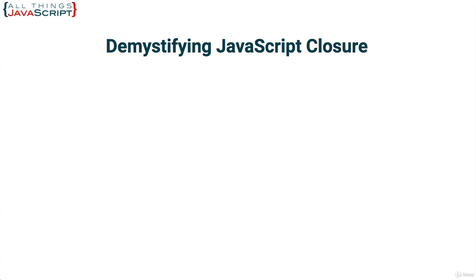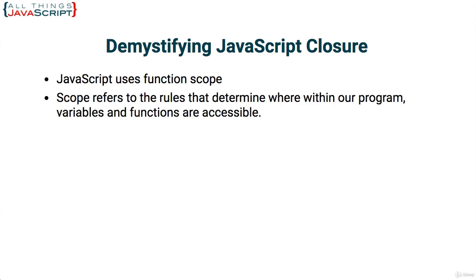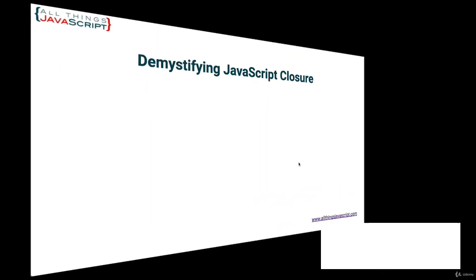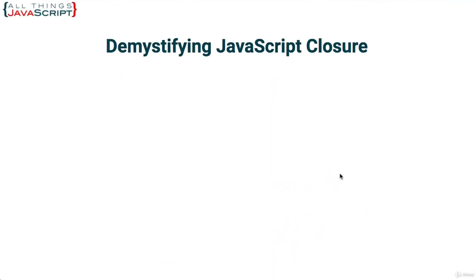Now, closure is closely related to scope. So I want to define scope briefly as a starting point. JavaScript uses function scope, meaning functions determine the scope of items that are declared within that function. And scope basically refers to the rules that determine where within our program, the program we write, variables and functions are accessible. Now let's define closure.